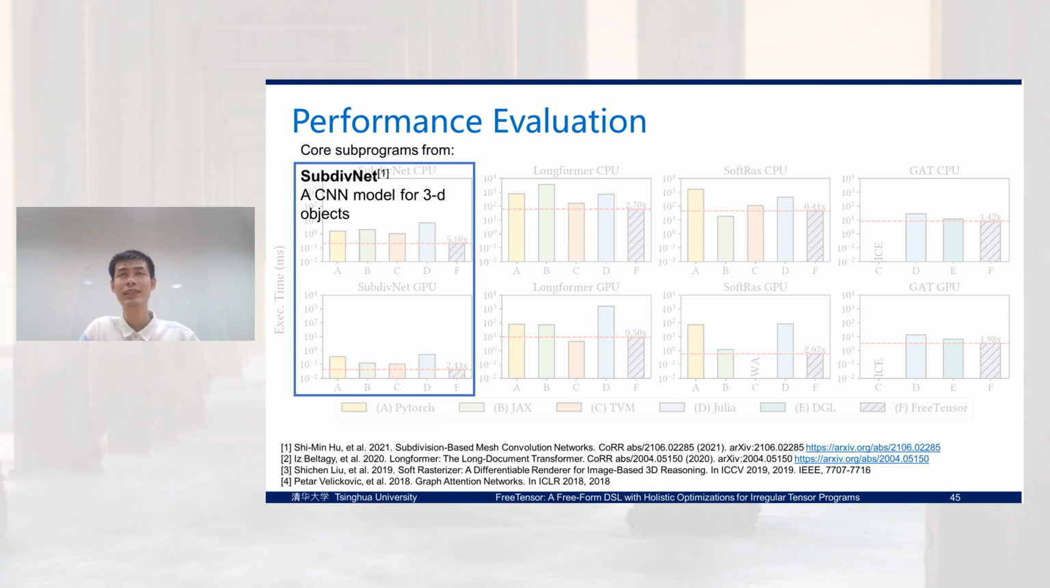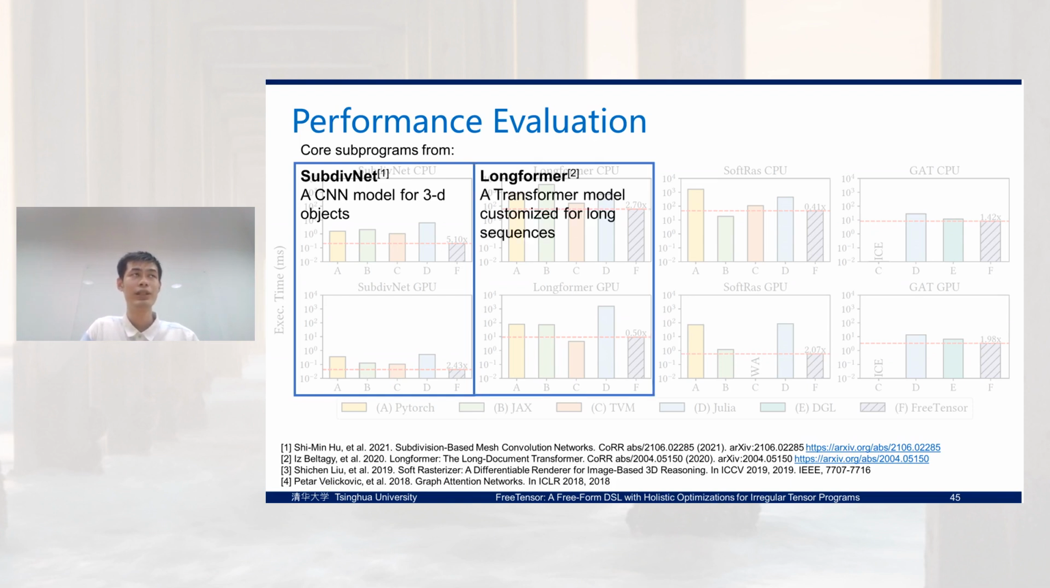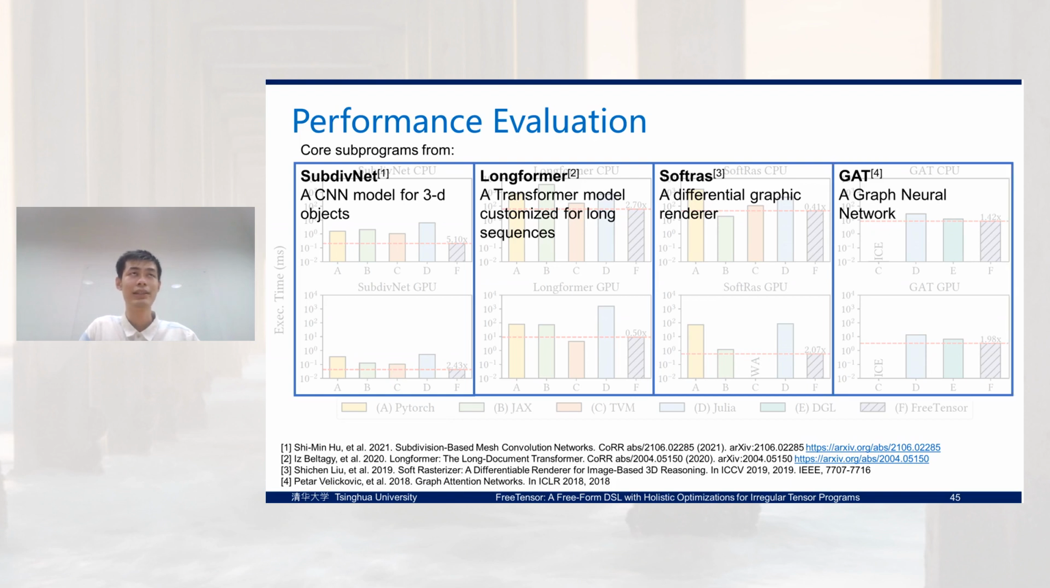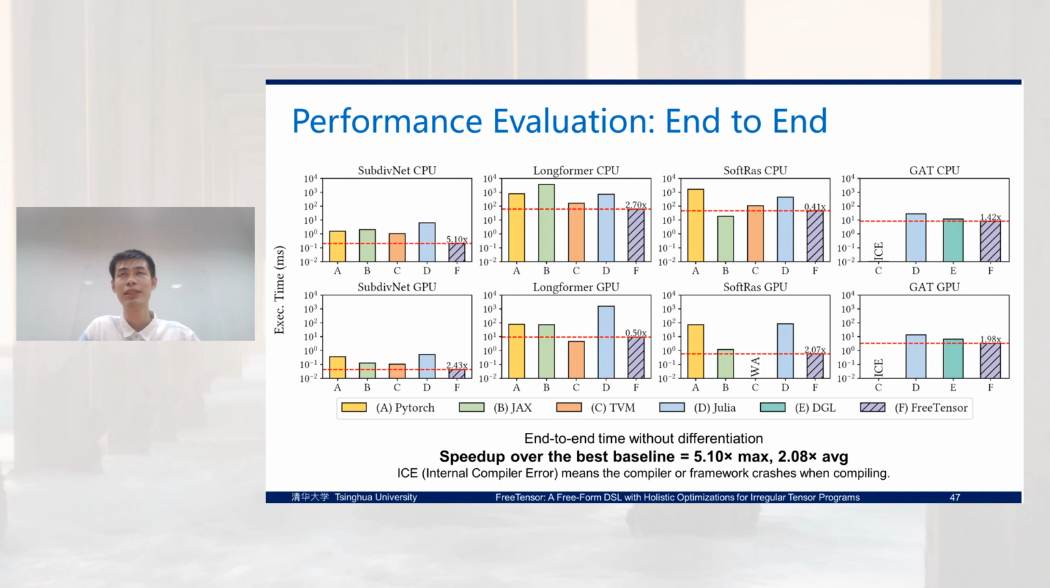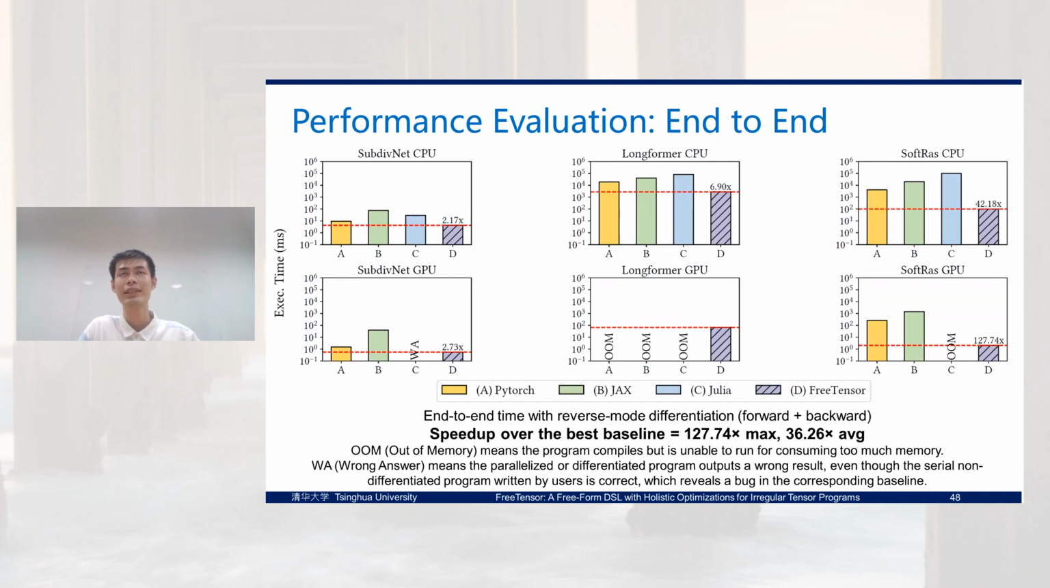We evaluate FreeTensor with subprograms from 4 applications. SubDeepNet is a CNN model for 3D objects. Longformer is a transformer model customized for long sequences. SoftRAS is a differential graphic renderer, and GAT is the graph neural network. We evaluate FreeTensor both on CPUs and GPUs. This is our end-to-end performance without AD. We achieve up to 5.10-fold speedup over the best baseline. When running with AD, we achieved up to 127-fold speedup thanks to our strategy for AD.